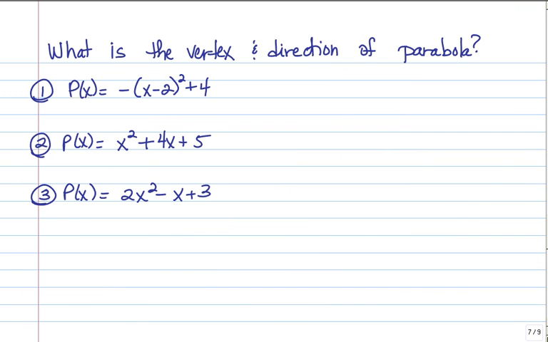So let's go through some problems here where we have to find out what's a vertex, and let's also talk about the direction of the parabola. So the first one, p of x equals the opposite of x minus 2 squared plus 4, it's already in that vertex form, so the vertex is going to be, what, shift right 2 and up 4, so that's going to be 2, 4. What about the direction? Right, that negative indicates a reflection over the x-axis, so that means that this parabola is going to open down.